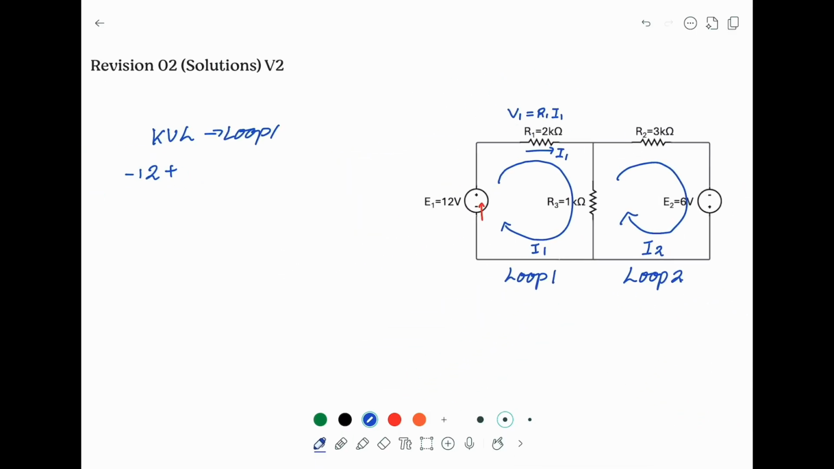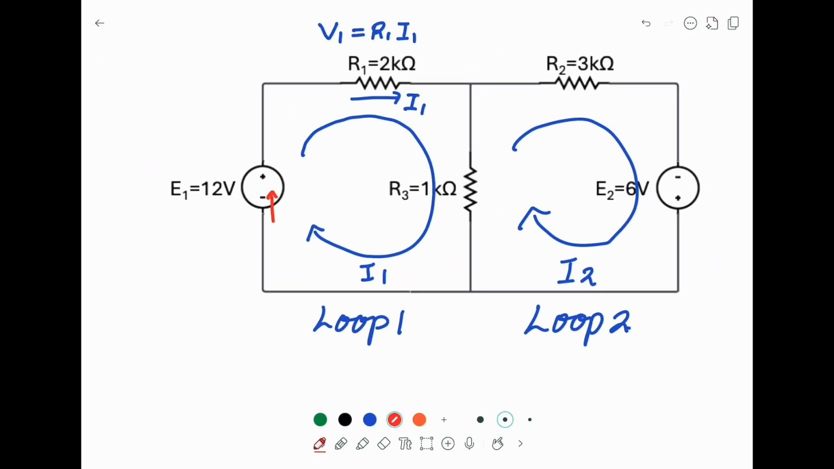So I can say the voltage across R1 is 2K I1, plus R3. Now R3 will be a little bit more complicated. For I1, the current is moving down, so this is I1. However, R3 is shared between the two loops. So if you look at the right hand side, I2 will go up.